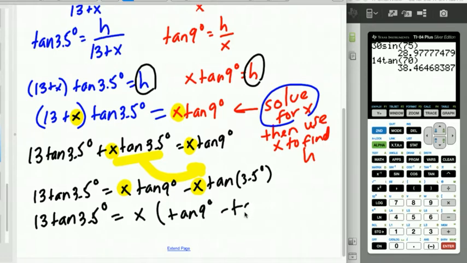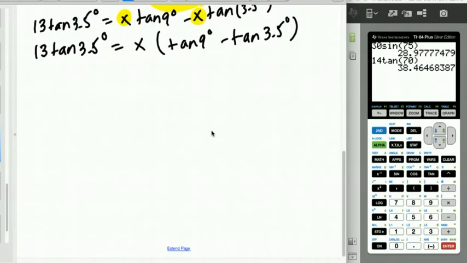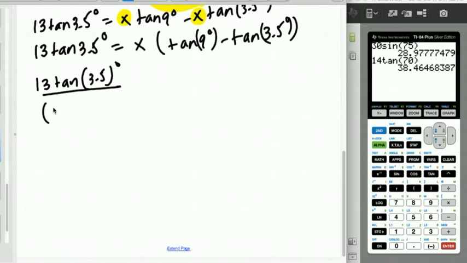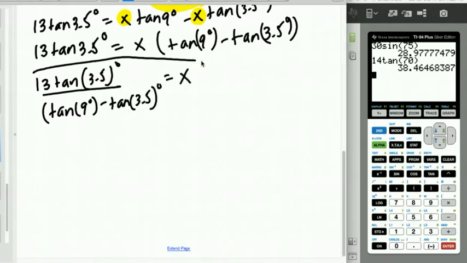It is important to notice that you cannot combine these two tangents, okay? This is not the tangent of 5.5, okay? It's two separate numbers. So it's tangent of this thing minus tangent of this thing. So then I divide that over, and I get that x is 13 tangent of 3.5 degrees divided by the entire thing, tangent of 9 degrees minus tangent of 3.5 degrees. And I can type that in my calculator and get an approximate answer, but that's my x, right?